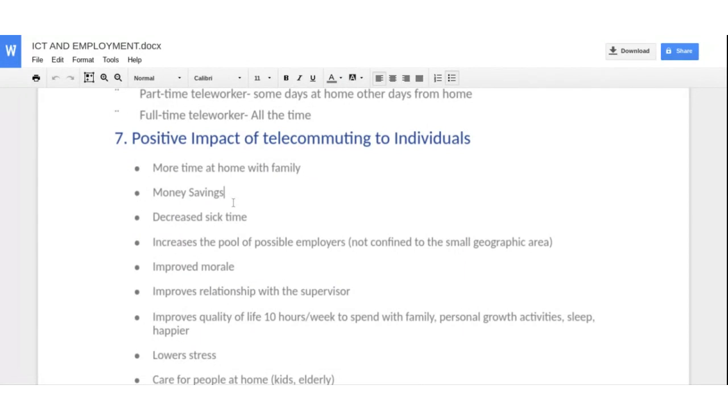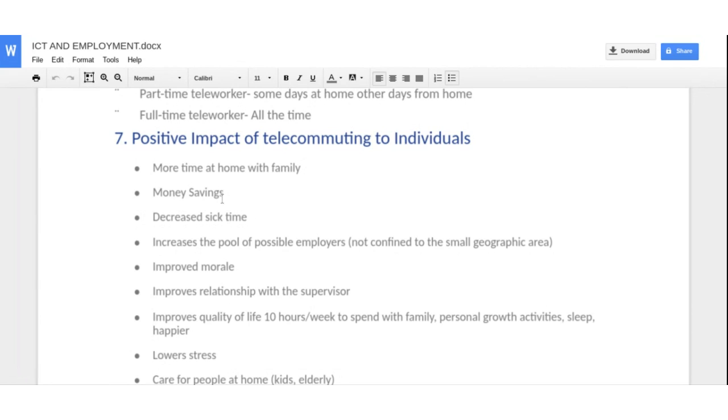Which we may not debate now. Okay, there is a decreased sick time. Of course, again, this is also based on the fact that if you are traveling, then you will get tired. Traveling means tiredness, and that could also be an area that could weaken the body and cause somebody to get sick more than if they are just at home.